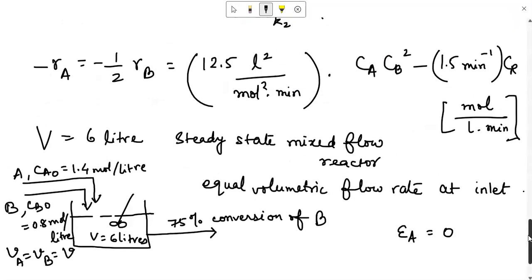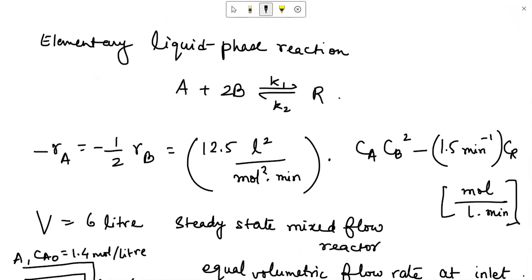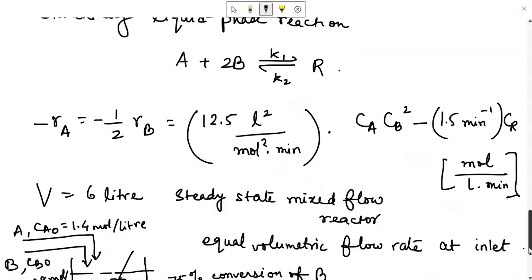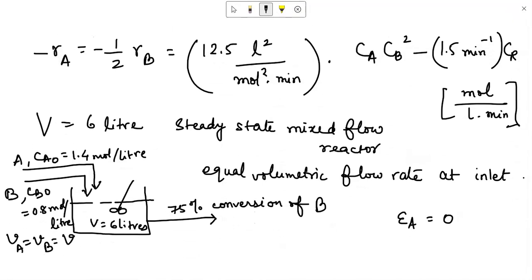Simply, we have a liquid phase reaction, a reversible reaction, and the rate equation has been given to us. We are told that we have a steady state mixed flow reactor of 6 liter volume, and the inlet has two streams with equal volumetric flow rates, and the concentrations of the streams are specified. At the outlet, we have 75% conversion of the second reactant B, which in this case is also the limiting reactant. So if B is finished, the reaction is over.